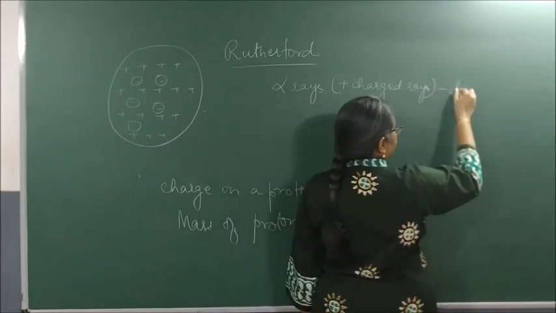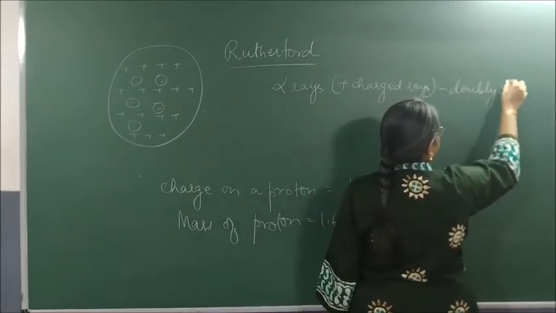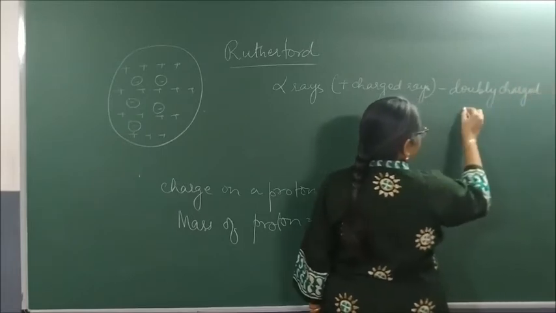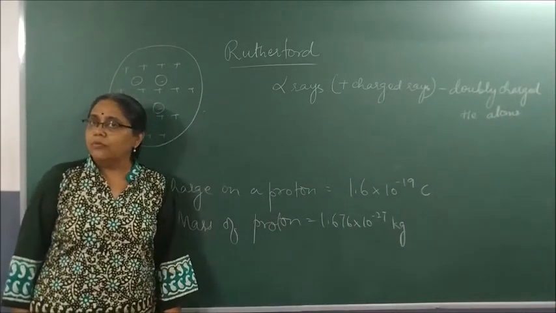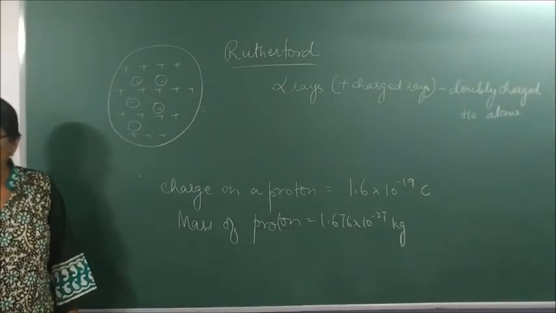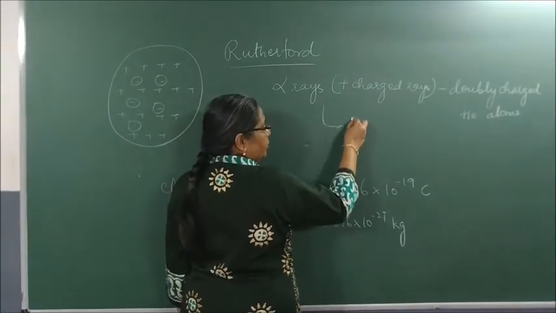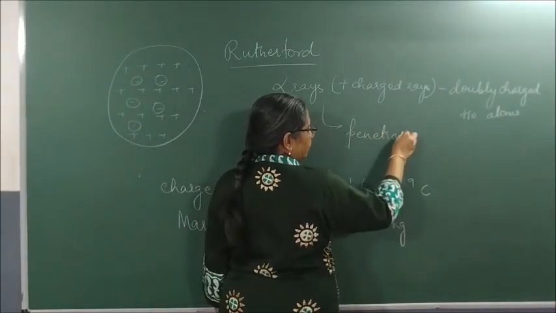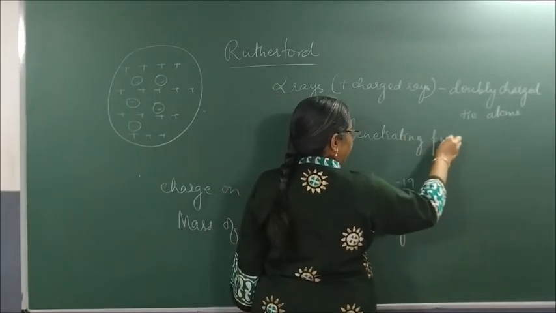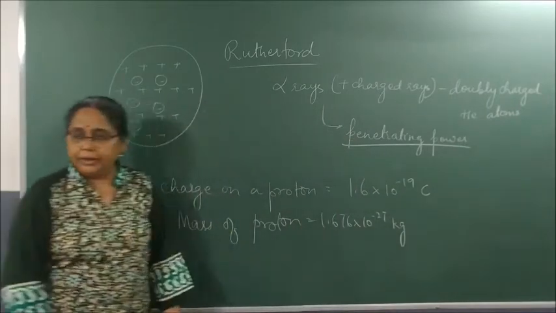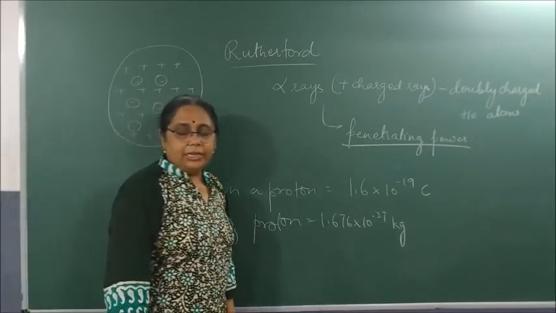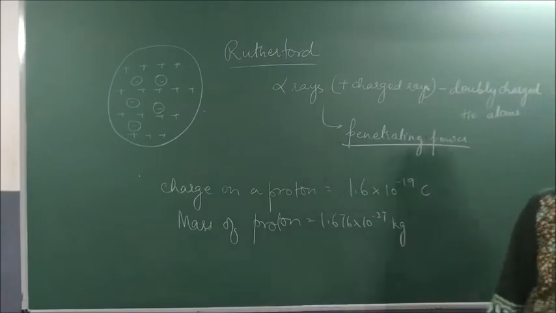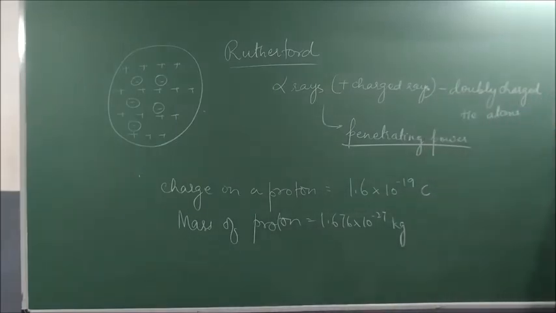Alpha rays are doubly charged helium atoms. Note it down: doubly charged helium atoms. So alpha rays are positively charged rays. They are doubly charged helium atoms. And why are they taken? Because they have high penetrating power. They can go inside, they can penetrate through the atom. So why is alpha ray taken in Rutherford's experiment? Alpha rays are positively charged rays moving with a very high velocity and they have very high penetrating power.